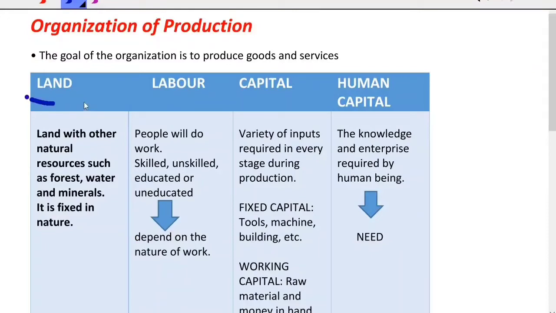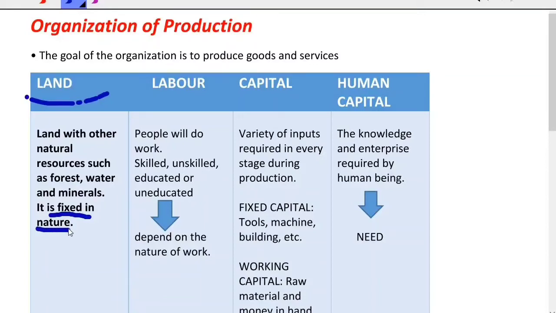The first requirement of production is land. Land with other natural resources such as forest, water and minerals. Only through land, nothing can be produced. Along with land, what is required? Forest products like raw materials, water and minerals are also required. It is fixed in nature. Land is fixed in nature.